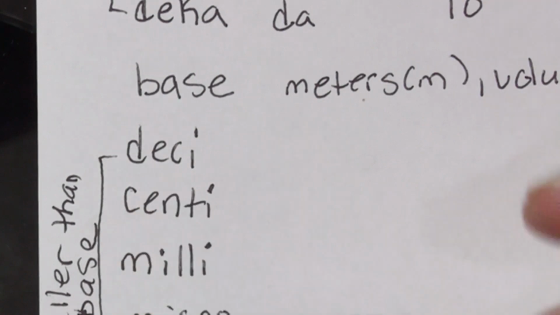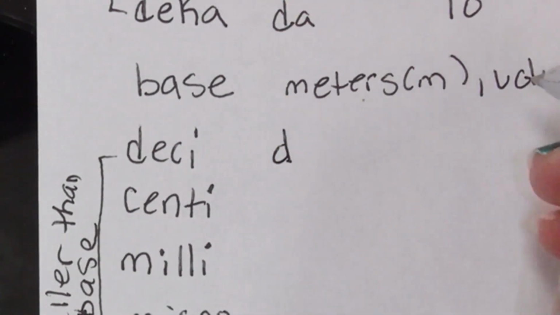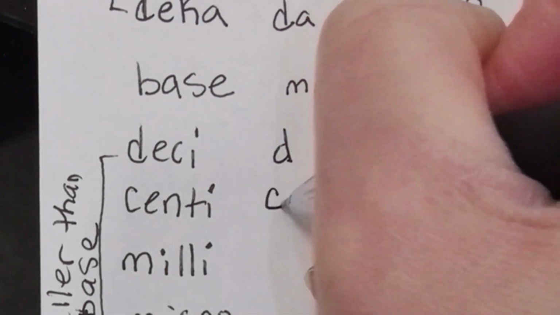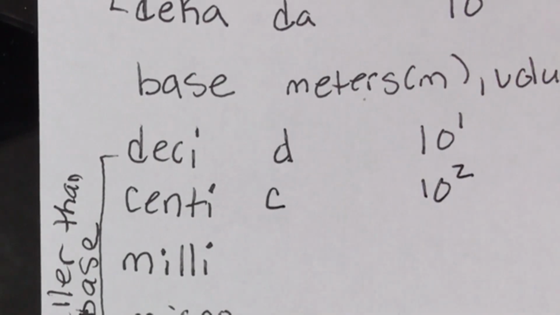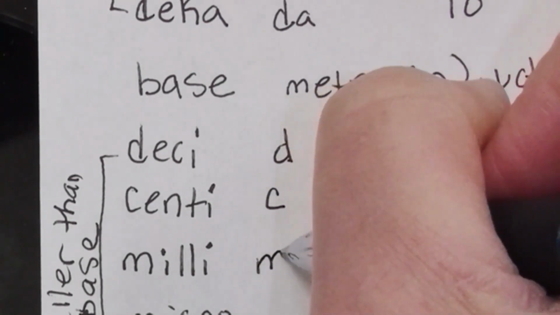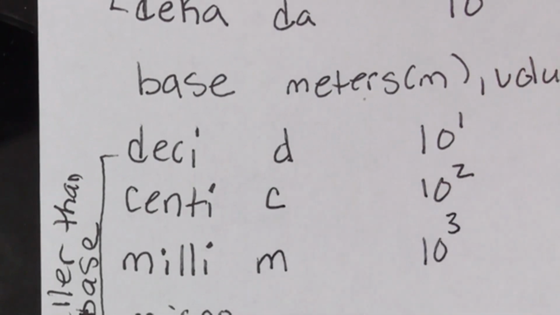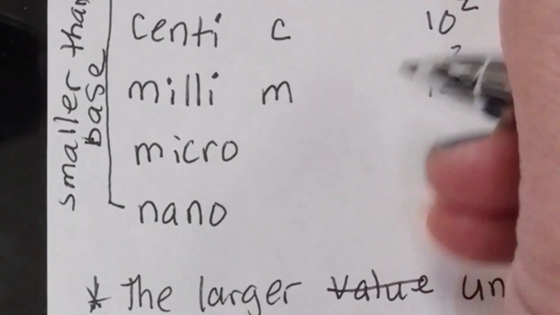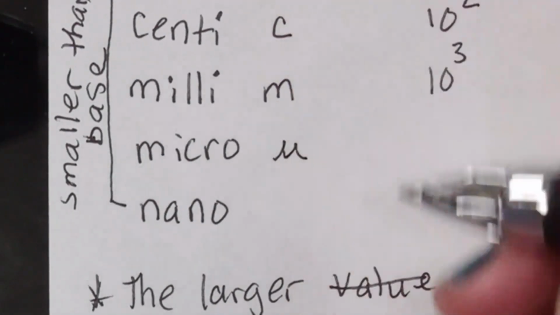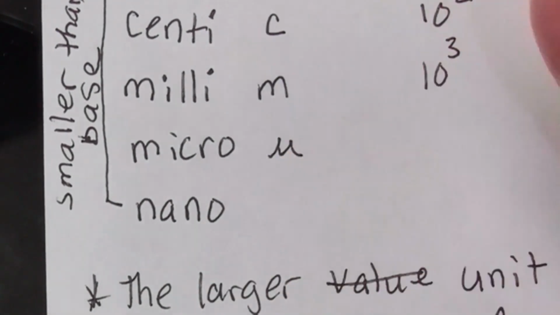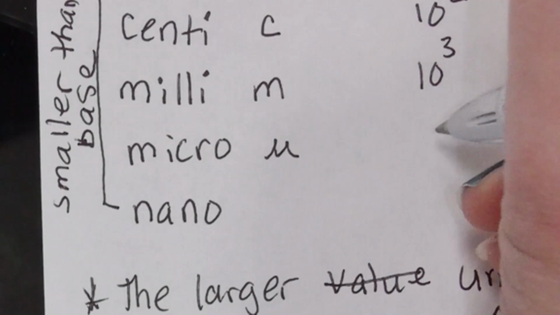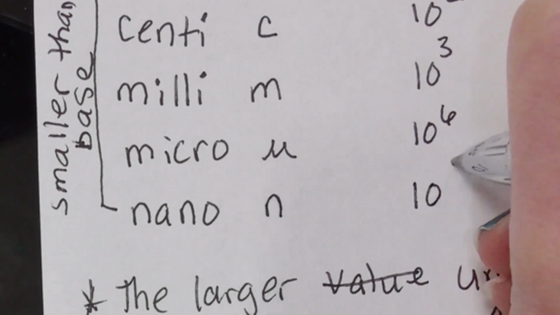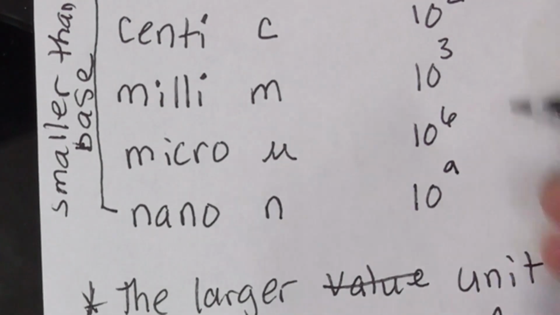The symbol for deci is a D, and its conversion factor is 10 to the 1. Centi is a C with a conversion factor of 10 to the 2nd. Milli is an M with a conversion factor of 10 to the 3rd. Micro has a symbol that kind of looks like a funky U type symbol. So we've got this micro symbol, and its conversion factor is 10 to the 6. Nano is an N with a conversion factor of 10 to the 9.